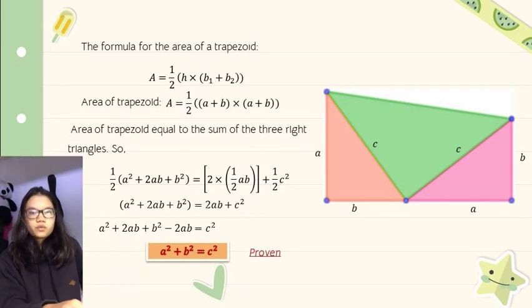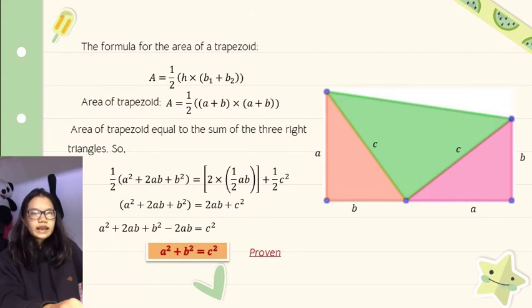The formula for the area of a trapezoid we know is a half of the product between height and the sum of the parallel sides. In this case, the area of our trapezoid is 1 over 2 times (a plus b) times (a plus b), or we simplify it as 1 over 2 times (a square plus 2ab plus b square). The area of the trapezoid equals the sum of the three right triangles inside that trapezoid.